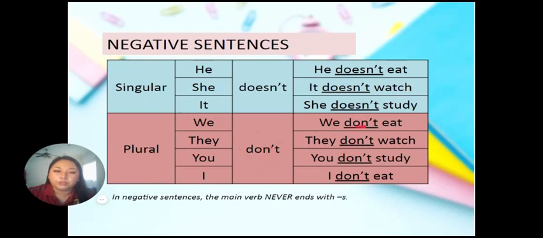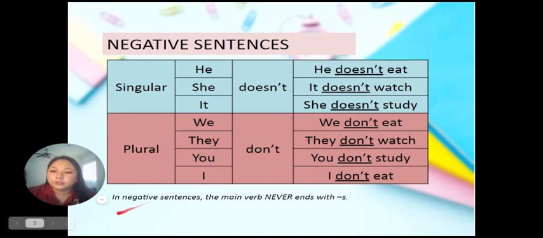Don't. Okay, we don't eat. They don't watch. You don't study. I don't eat. Okay, our previous exercise, we need to fill in these words. Ada latihan kita sebelum ni kan, kita perlu isi don't atau doesn't. Masih ada kesilapan, tapi tak apa. After this, you will be able to do it.